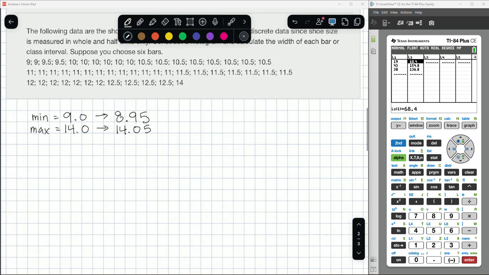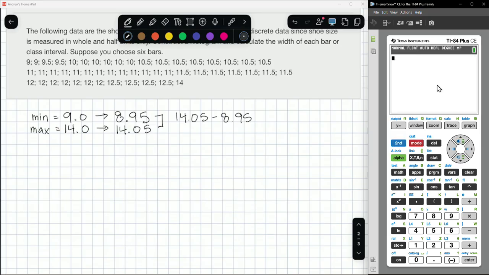My next step is I'm going to take this and I'm going to figure out how wide it is. What is the distance on the number line? So we're going to do 14.05 minus 8.95, and I'm going to do that on a calculator because I don't want to do it in my head. And we get 5.1. So the width on my number line is 5.1.